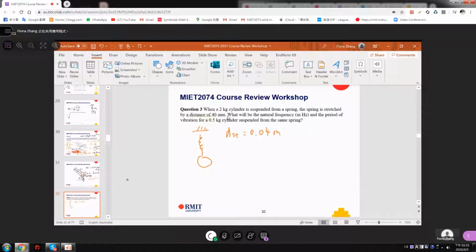Right, so because this is a quite simple system, we can just use omega n equal to square root of K over M. So here we just want to know how much is K. K is equal to P over delta ST. P here is mg, right? W over delta ST. So it's 2 times 9.8. There is probably more, but I can only remember 9.8. It doesn't matter. So here is 0.04. Right, so you will get K. Okay, very simple. Omega n equal to square root of K over M.